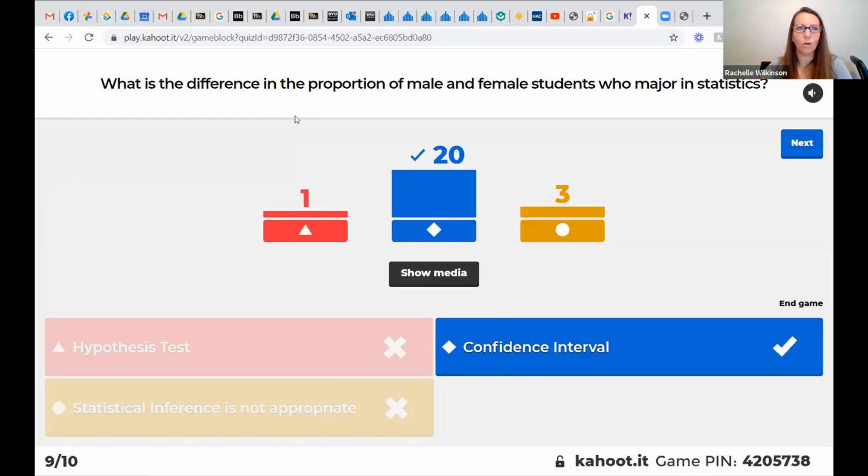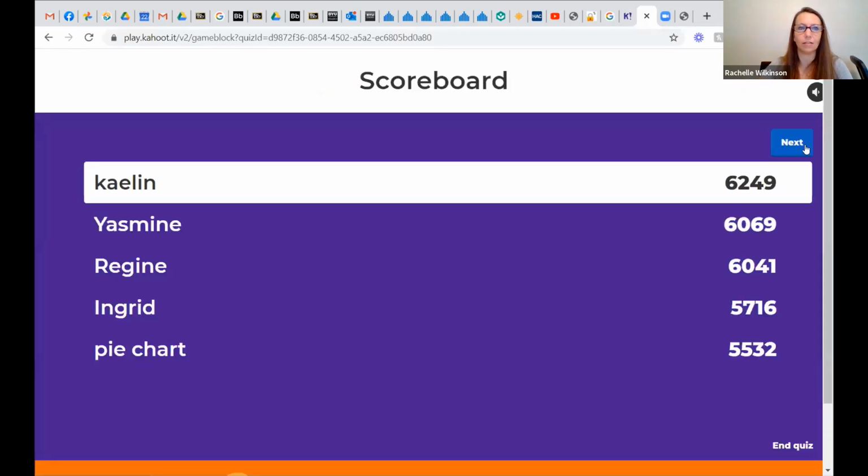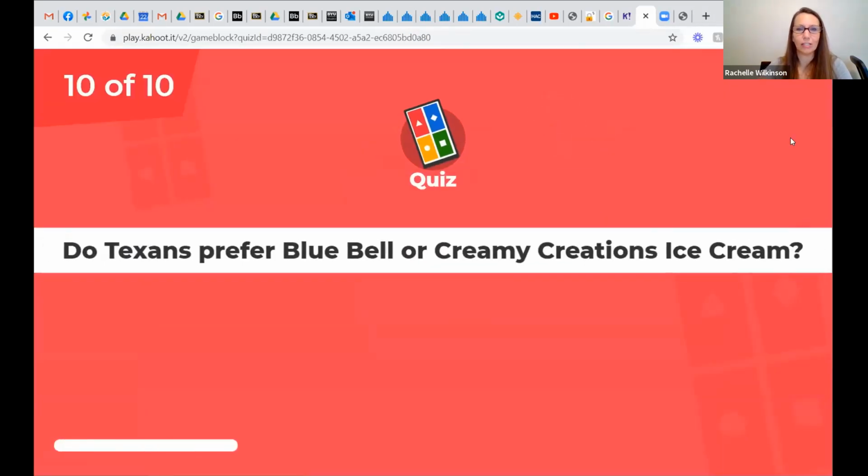Oh, good job again. So what is the difference in the proportion of male and female students who major in statistics? We're trying to quantify that difference. So we're going to use a confidence interval. This is the last question, last chance.